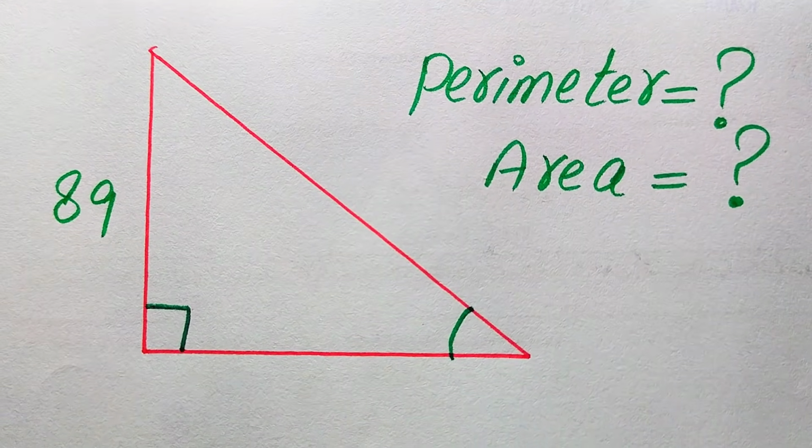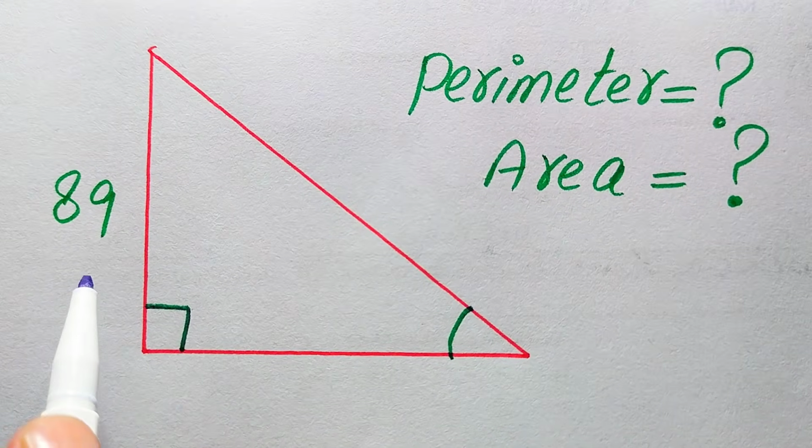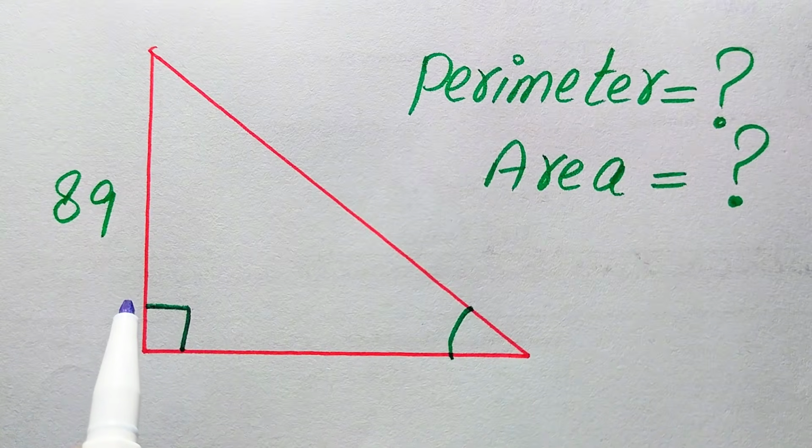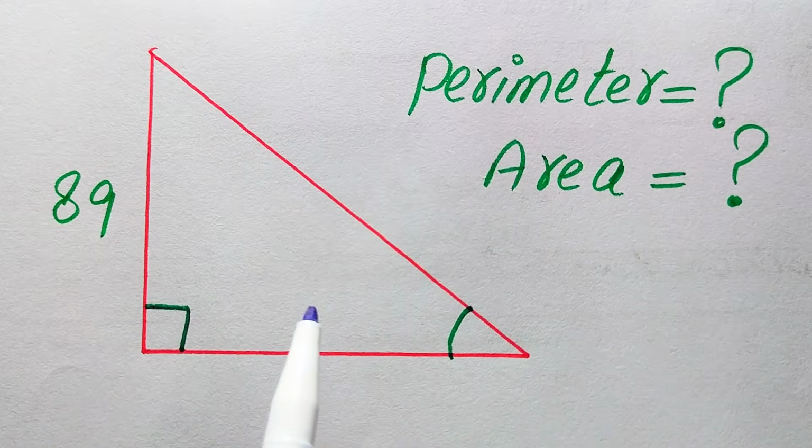And here we have a nice right triangle in which the length of one side is 89 and the lengths of the other two sides are unknown. So with this little information, we need to find the perimeter and area of this right triangle.